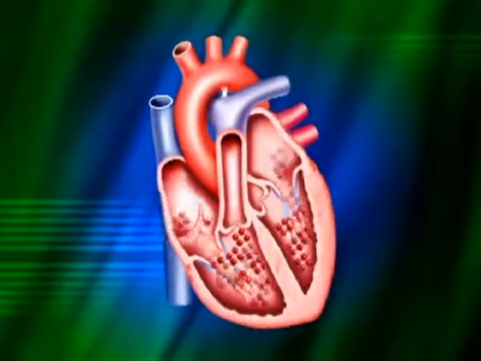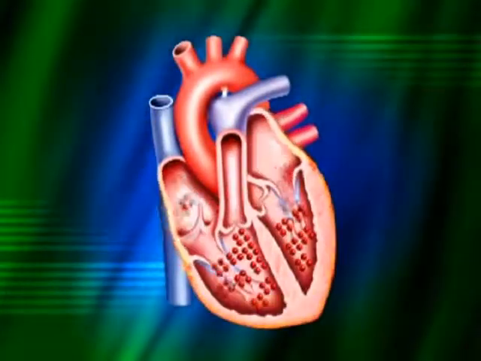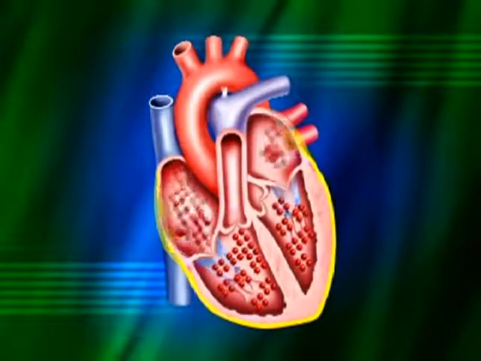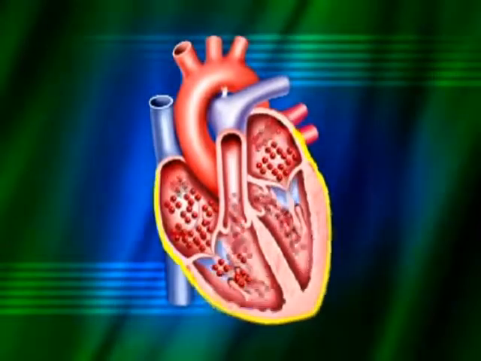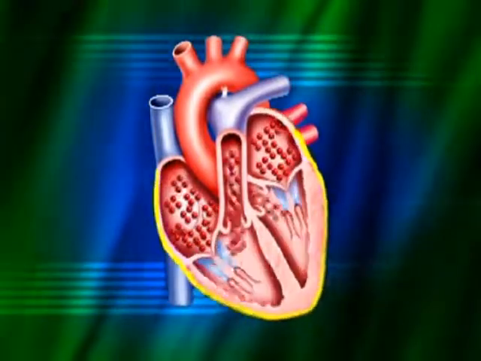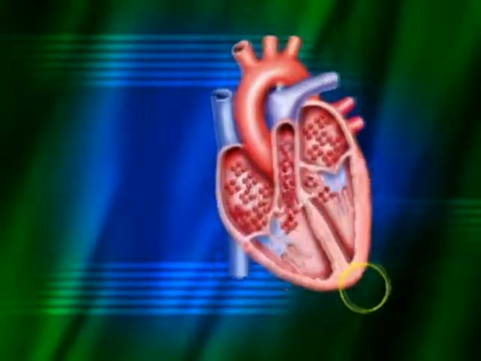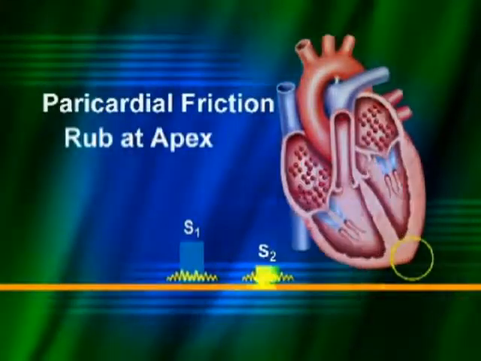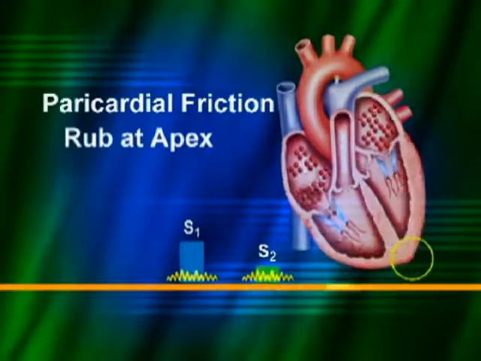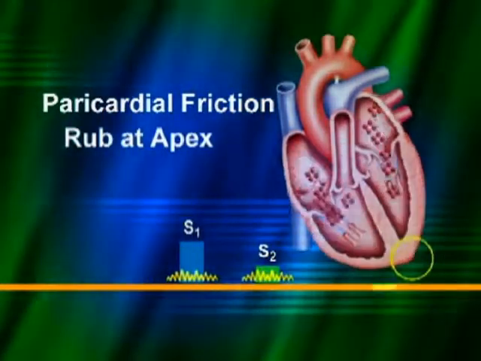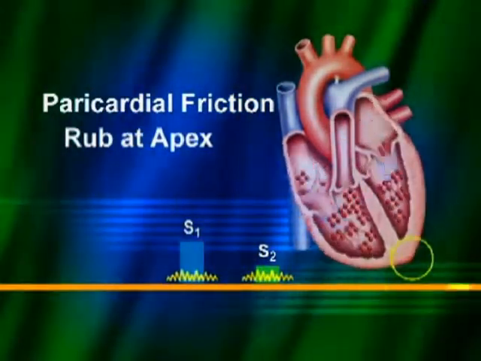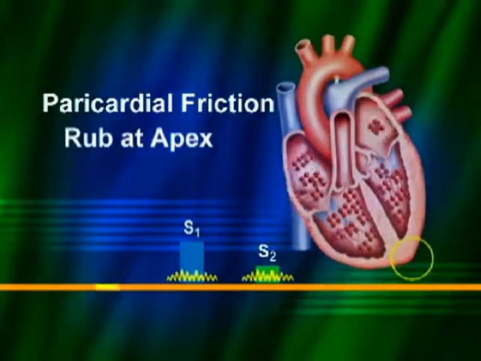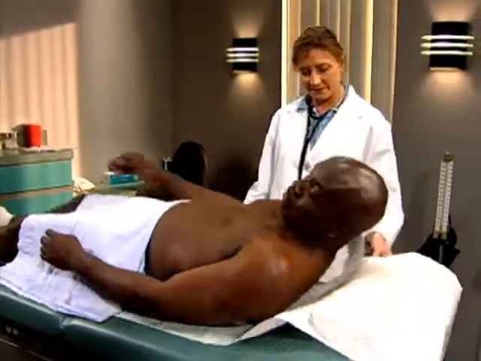A pericardial friction rub occurs when the surfaces of an inflamed pericardial sac rub against each other audibly. A rub is most distinct at the apex, but may be heard widely. Its intense grating sound may occur throughout S1 and S2. Please turn onto your left side.